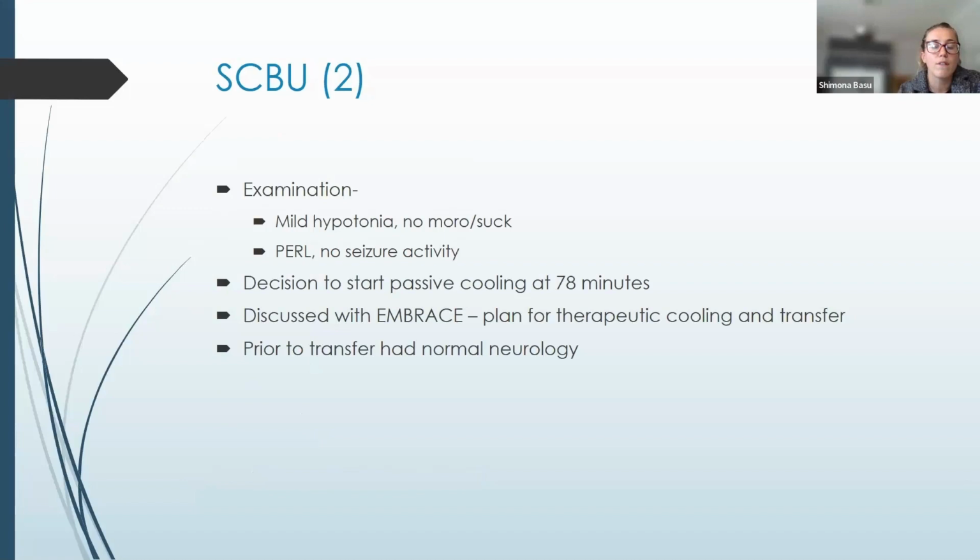So on the first examination done by the consultant, baby was mildly hypertonic, and at this point didn't have a Moro or a suck reflex. There was no active seizure activity and pupils were equally reactive, but the decision was made at about 80 minutes by the consultant to start passive cooling. And then this was discussed again with Embrace, who agreed with the plan and made a plan for therapeutic cooling and transfer. The baby was examined just prior to transfer and at this point had a completely normal neurological examination.